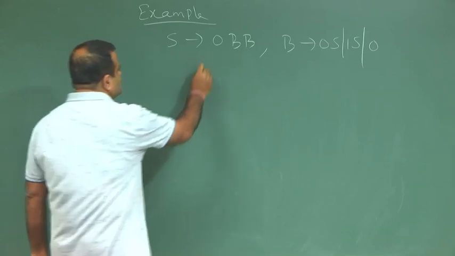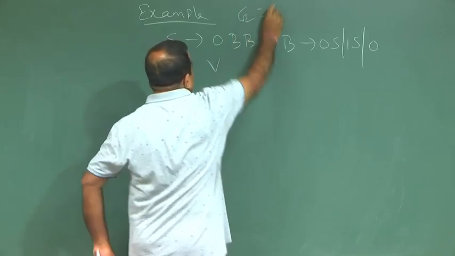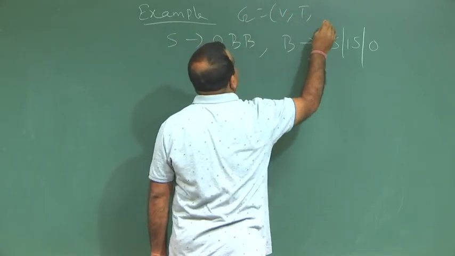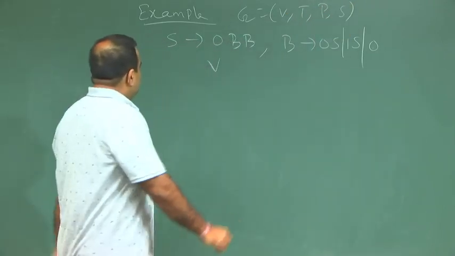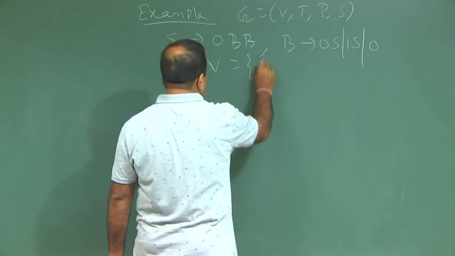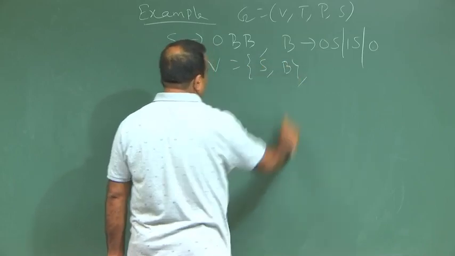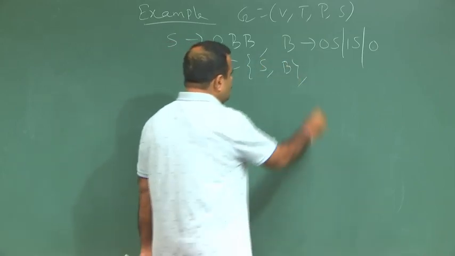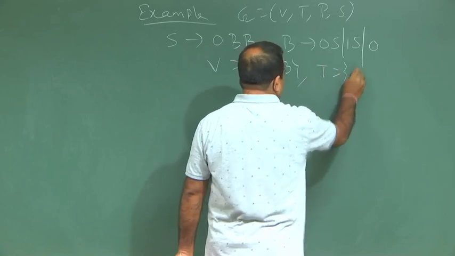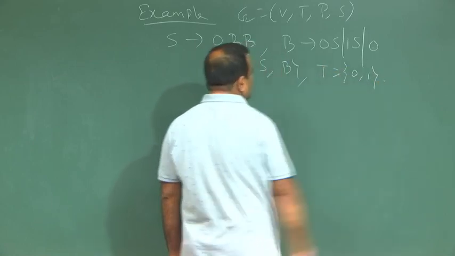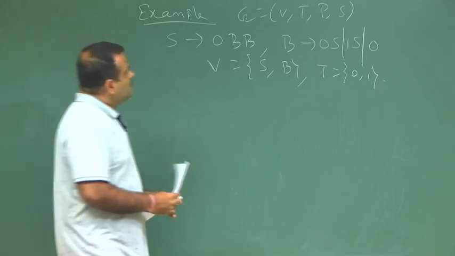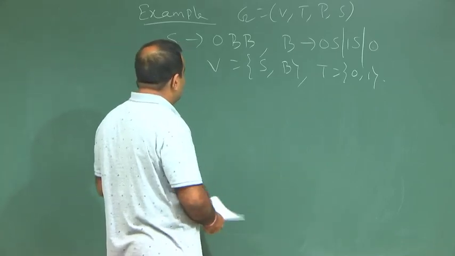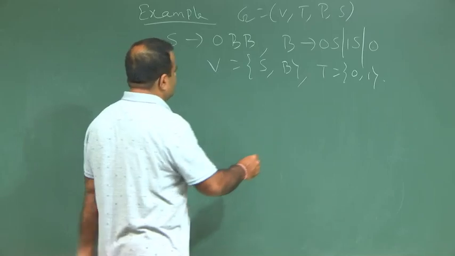And what are the variables we are using? So, this is a grammar G = (V, T, P, S). V is {S, B}, and T we have {0, 1}, and we have this S. S is the starting symbol, and these are the rules. So, this is in GNF.